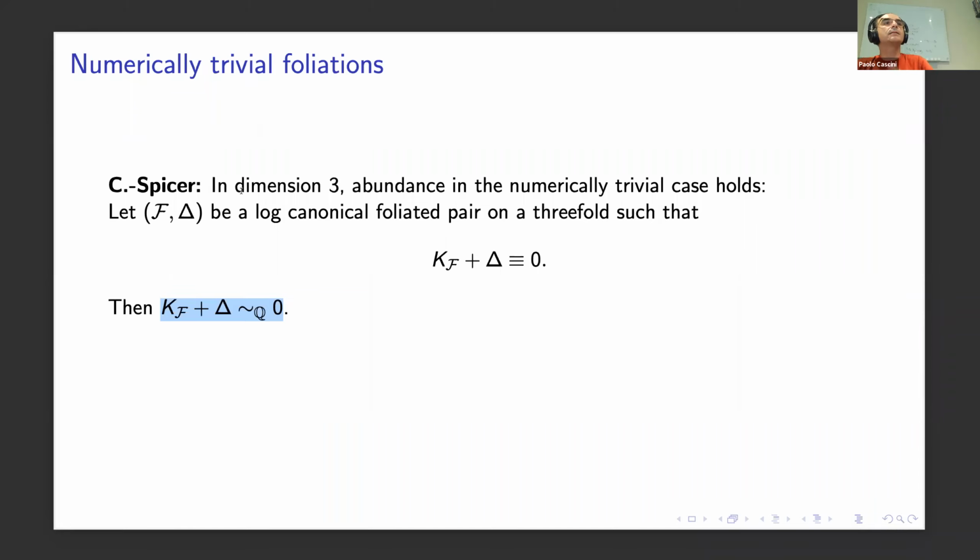On the other hand, abundance in general is false, even for algebraically integrable foliations. So in the Sokurov picture, where we take any fibration, not only relatively trivial fibrations, abundance seems to be false. And so this contradicts a conjecture due to Sokurov. So somehow there's something here where numerically trivial is okay, but if we go to any other numerical dimension, things can get quite bad. So somehow I think that this should be explored more.